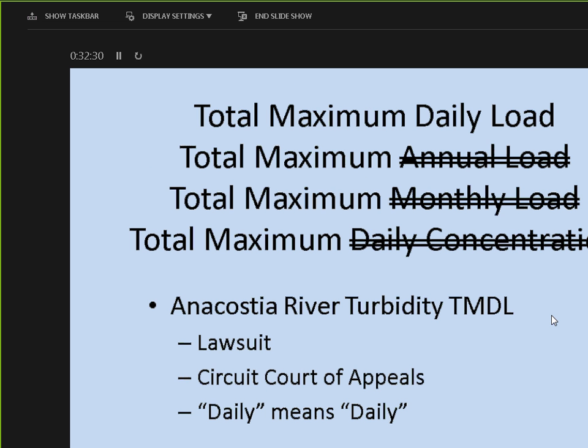I want to remind people that the last two words in TMDL are daily load. So we are tasked with doing a good job of calculating daily loads in our TMDL effort. And I don't know, some of you might know the Anacostia River TMDL, but there was a lawsuit, and they mostly used annual loads, and the Circuit Court of Appeals said annual loads are not acceptable, that daily actually means daily, and so you have to use daily loads.